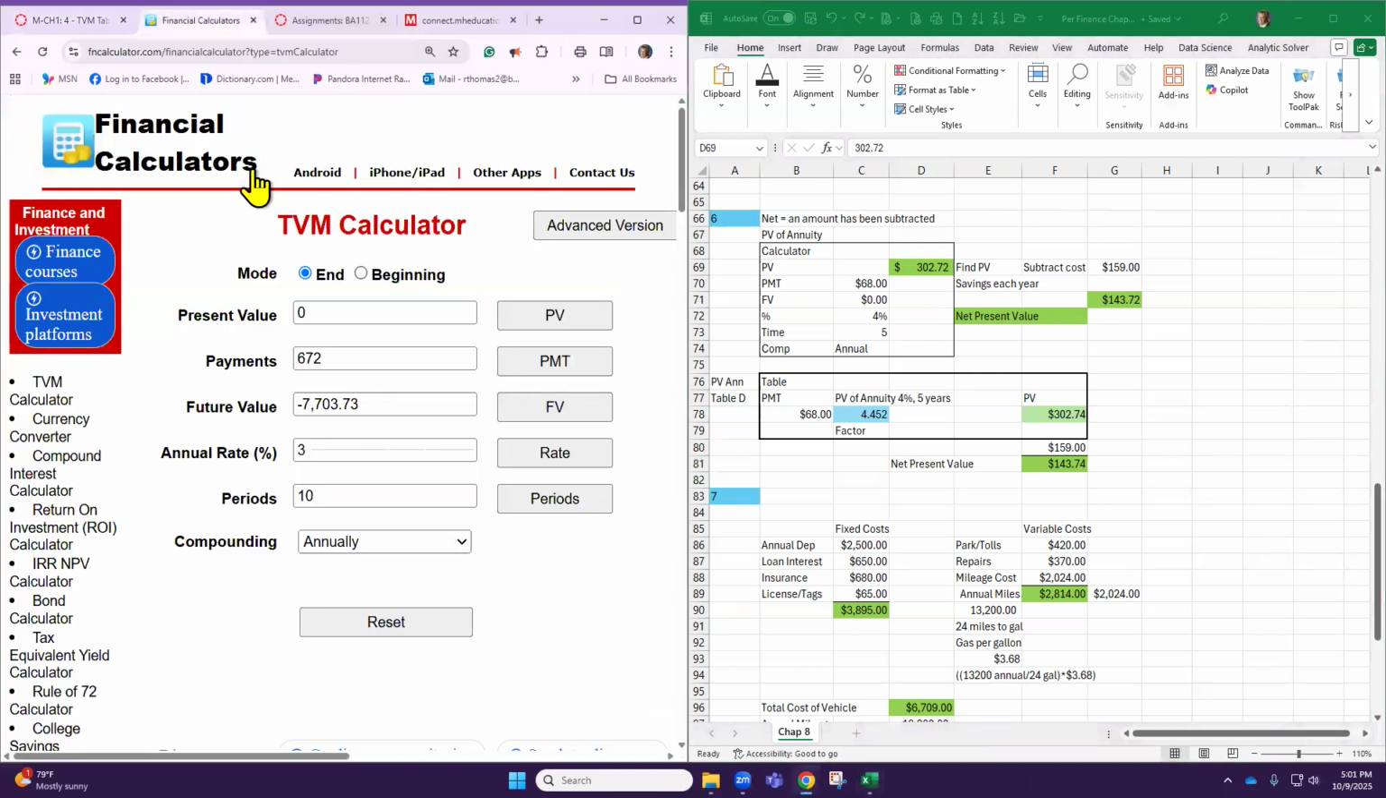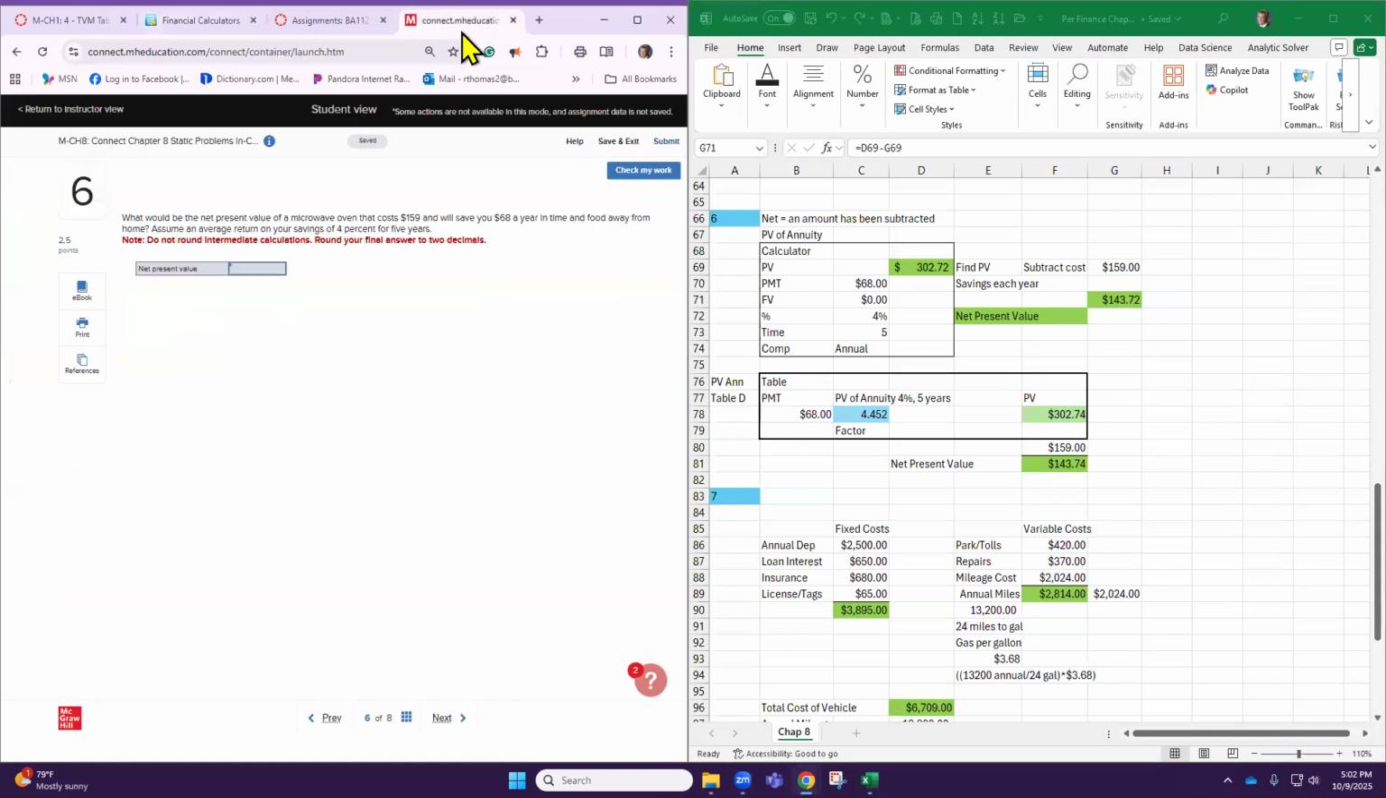Now let's do that with the calculator. If you go to the calculator, we're looking for the present value. We're able to save $68 a year, and we would like to know how much that results in with 4% in 5 years. So what is the present value? It is 302.72, which I found right there. And then again, you subtract the cost of the microwave, which is $159. So we're looking at $143.72. That's only 2 cents off.